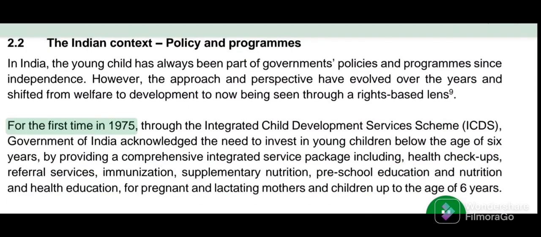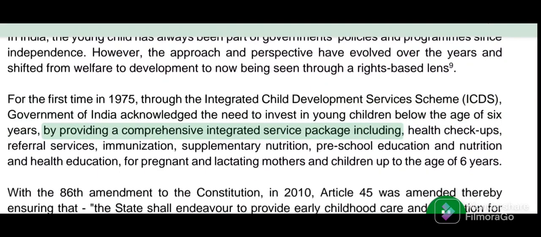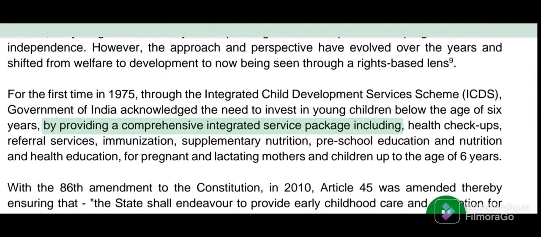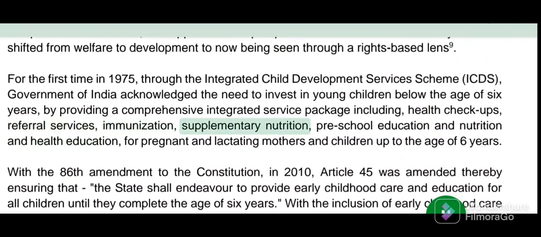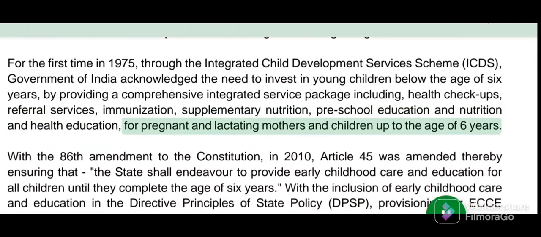For the first time in 1975, through the Integrated Child Development Services Scheme (ICDS), Government of India acknowledged the need to invest in young children below the age of 6 years, by providing a comprehensive integrated service package including health checkups, referral services, immunization, supplementary nutrition, preschool education and nutrition and health education, for pregnant and lactating mothers and children up to the age of 6 years.